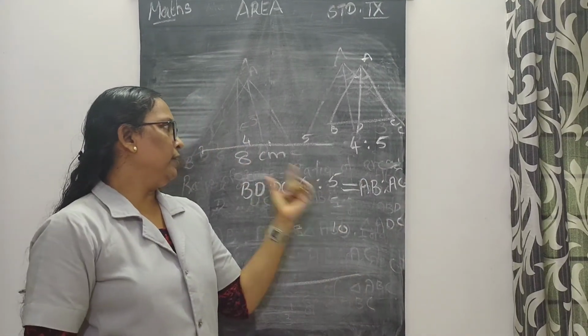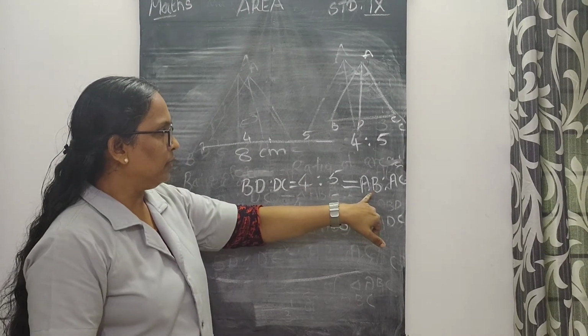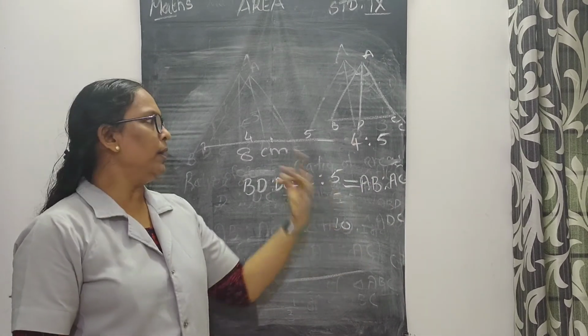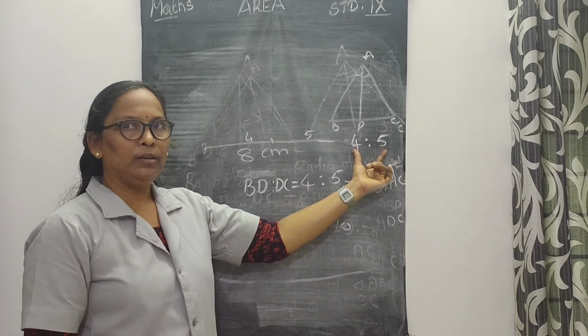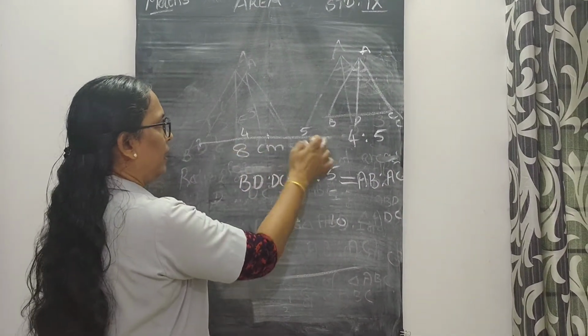So to divide this line in the ratio 4:5, we need two lines of length 4 and 5, or the multiples of 4 and 5. Now we can take the length as 4 and 5. So we can complete a triangle here.